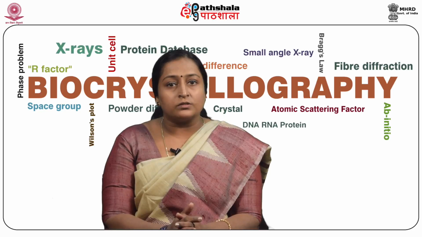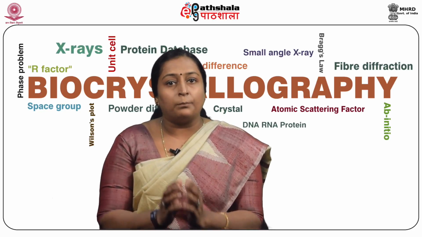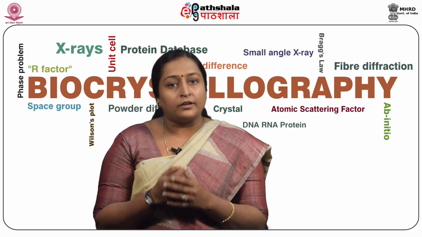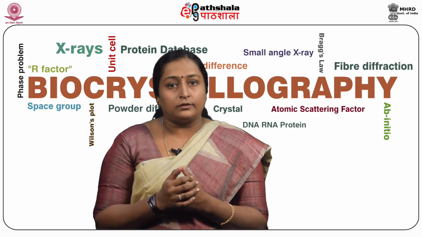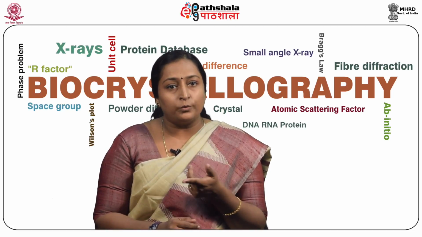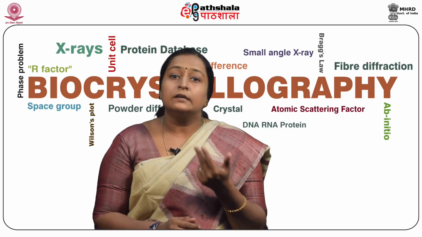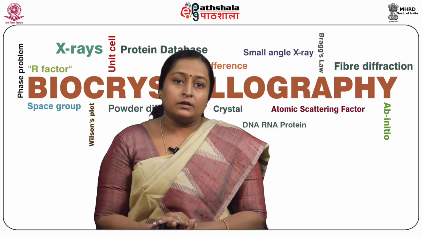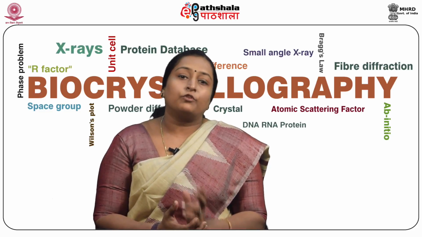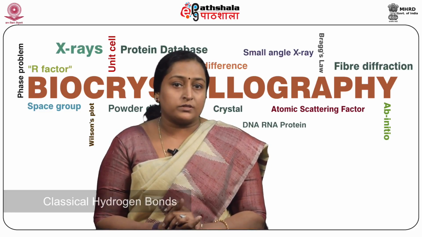Classical hydrogen bonds will occur when the hydrogen atoms are bound to highly electronegative atoms like nitrogen, oxygen or fluorine. Nitrogen has one lone pair of electrons, oxygen has two lone pairs of electrons and fluorine has three lone pairs of electrons. Therefore, there are two important conditions for the formation of classical hydrogen bonds.